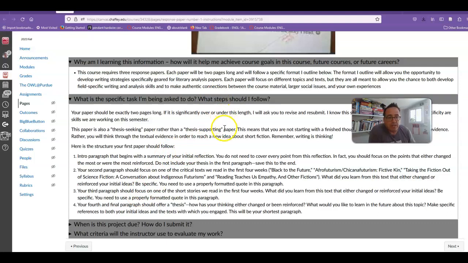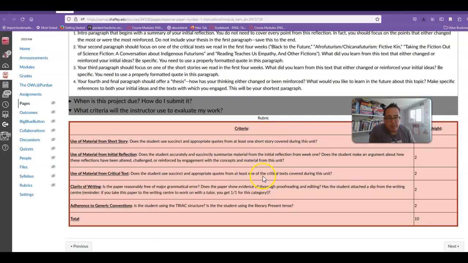Also, when you're looking at the instructions for papers, look at the rubric. I've included the rubric for each of the response papers. So this is exactly what I use when I grade your paper. That rubric I just showed you in the feedback. This is exactly what I'm using.